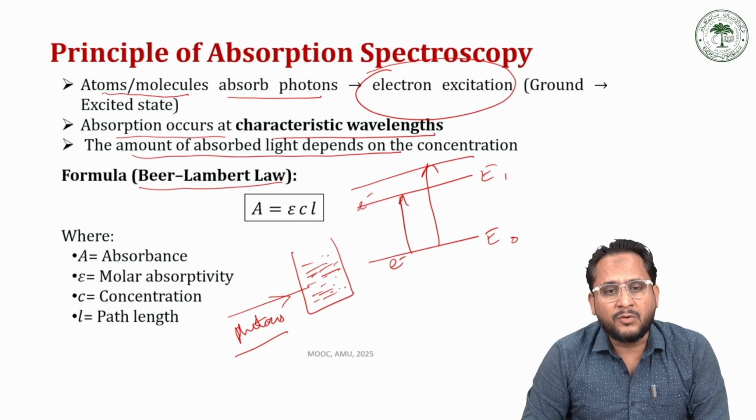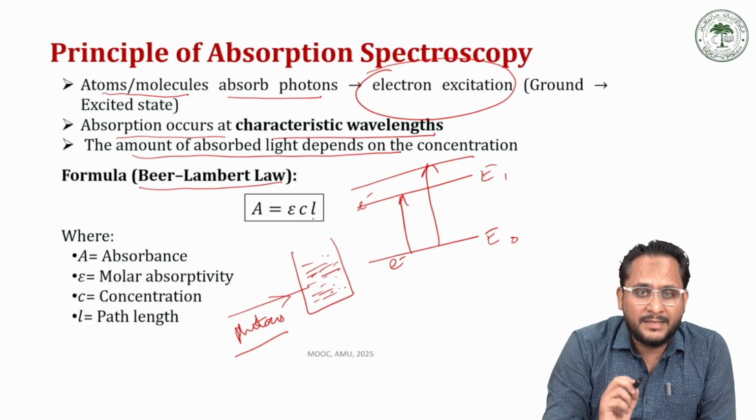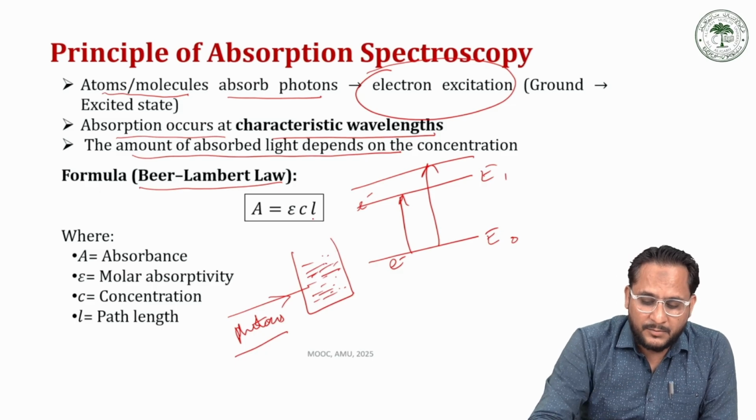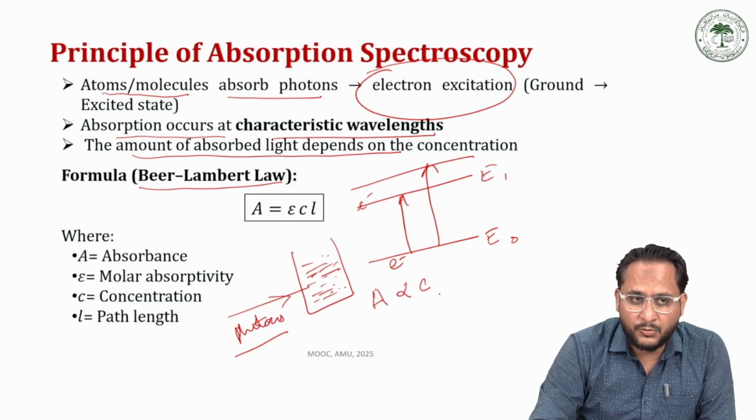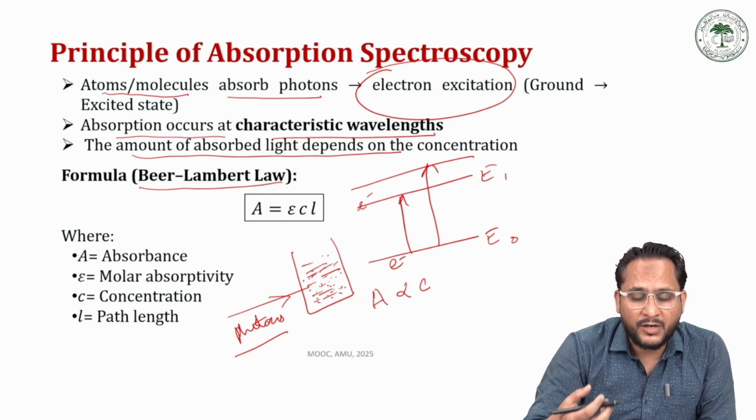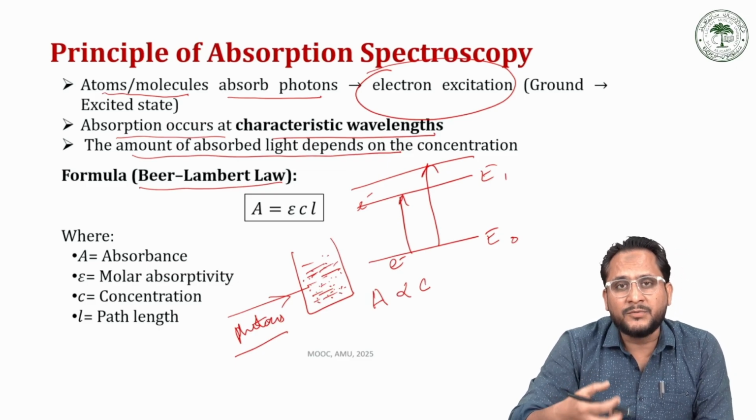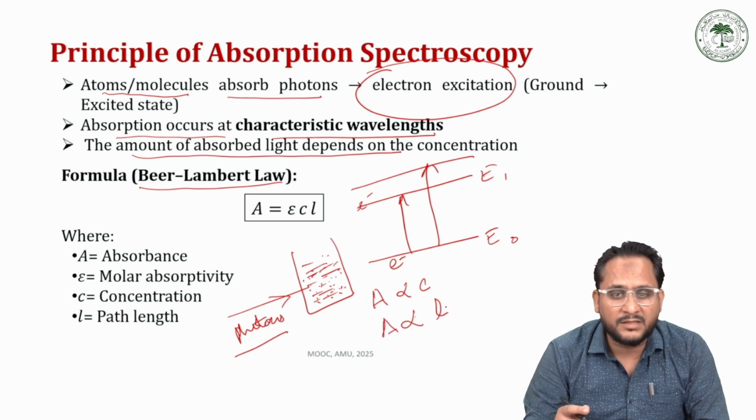And Beer-Lambert's law states that the absorbance is equal to epsilon C L. Absorbance is proportional to C, the concentration of the sample, because as we have more concentration, we have more atoms and molecules present, then the chances of interaction would be high, and ultimately the absorption of light would be high. Also, absorbance is directly proportional to L. L is known as the path length.